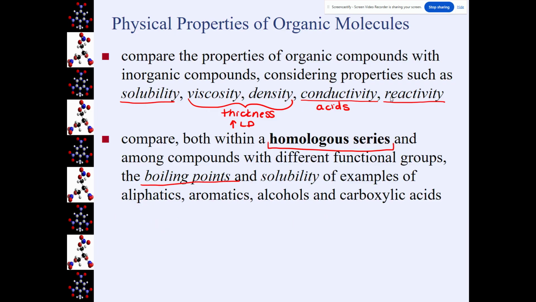Okay? The other term you're going to want to know for your unit test is homologous series. A homologous series is a group of compounds that are in the same family, but they have a different number of carbons and hydrogens. Different number of carbons, and obviously if their carbons are different, their hydrogens are different. Okay?